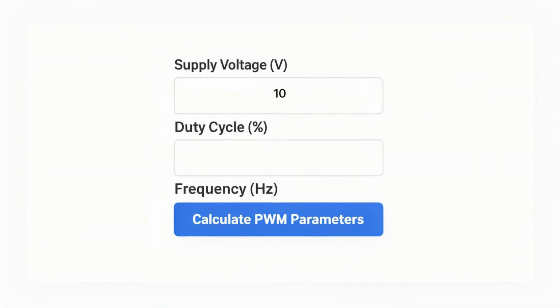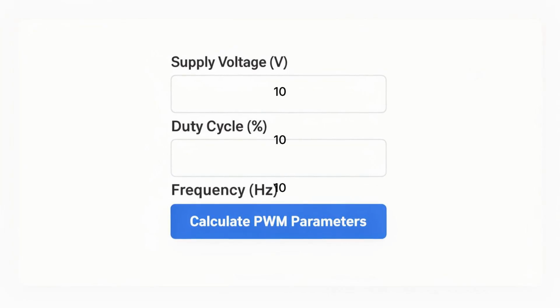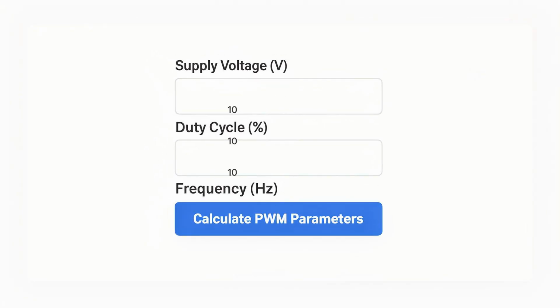For this demonstration, I'll enter 10 volts for supply voltage, 10% for duty cycle, and 10 hertz for frequency. After clicking Calculate PWM Parameters, we get 4 results. The average voltage shows 1 volt, which makes sense because 10% of our 10-volt supply equals 1 volt.